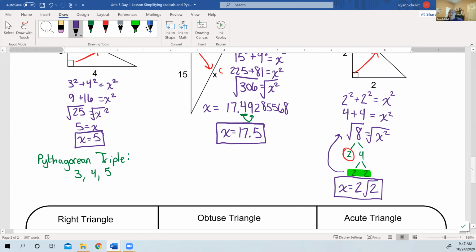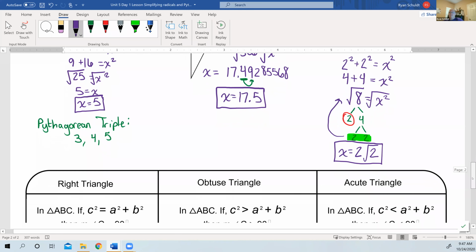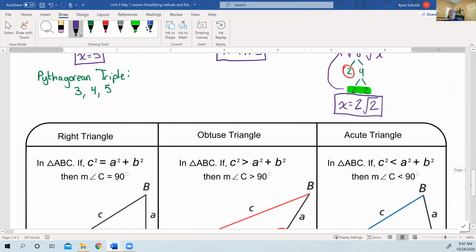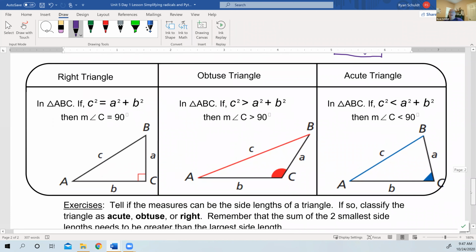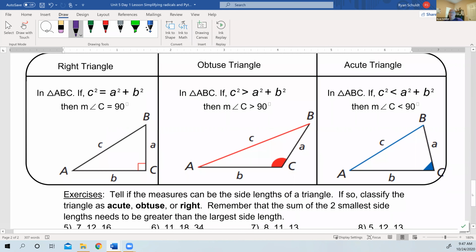So that's the Pythagorean theorem. Now we're going to extend that just a little bit. So we know for a right triangle that the Pythagorean theorem says a squared plus b squared equals c squared. We know that. That tells us it's a right triangle.